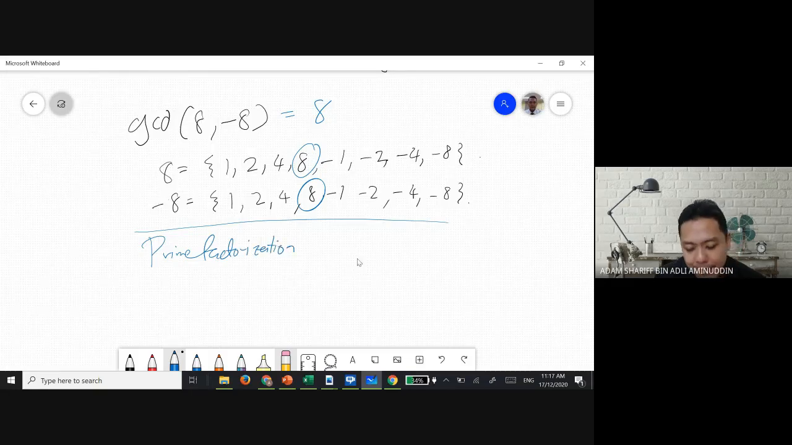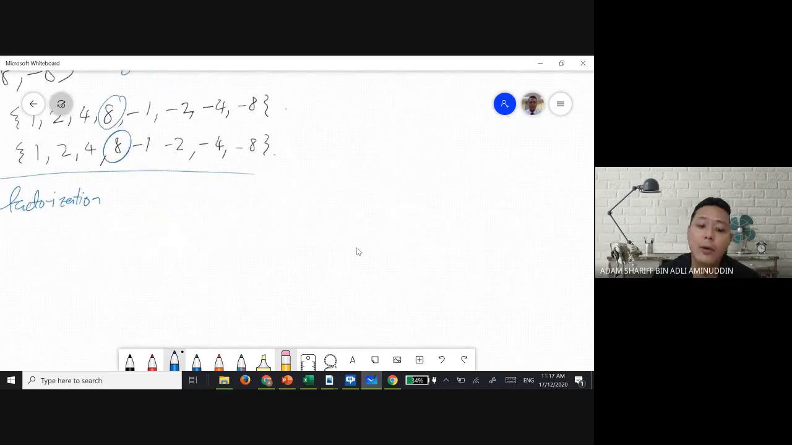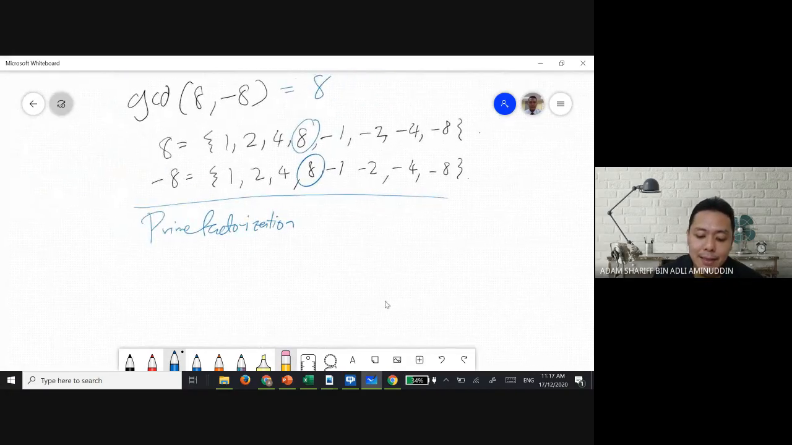Logically speaking, a prime number mestilah nombor yang besar daripada 1. It must be a positive integer greater than 1. There should be no problem for 8, where it will be 2 to the power of 3. Negative 8, ini masalah. Negative 8, you try to prime factor dia, tak boleh. Kalau you nak buat, cubalah kita paksa.